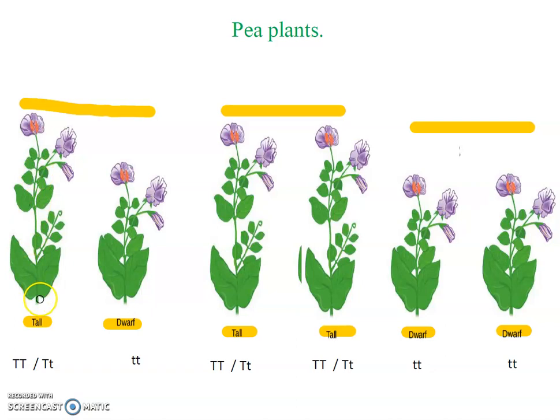This structure, the physical appearance, is called the phenotype. This is a phenotype, meaning tall. We can see tall plants, so this is called the phenotype. But inside the plant there are genes present, called the genotype, and here are the genotypes. These are the genotypes of this plant.